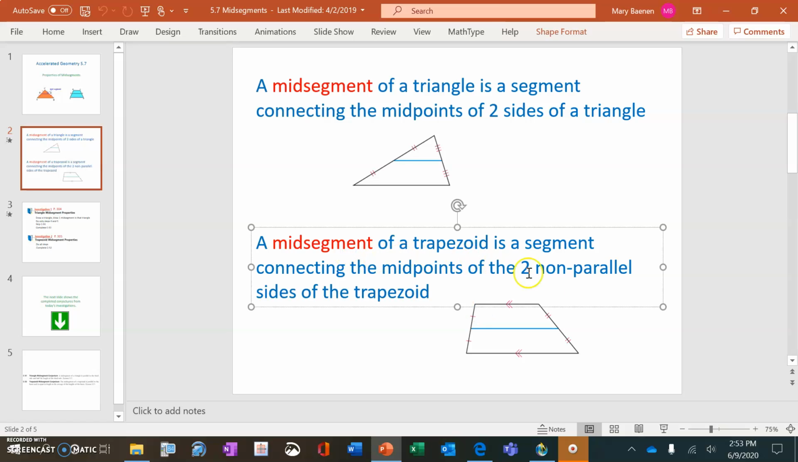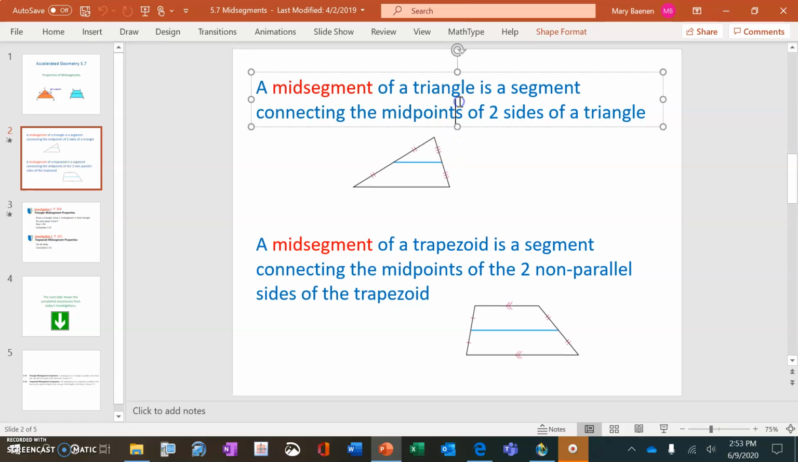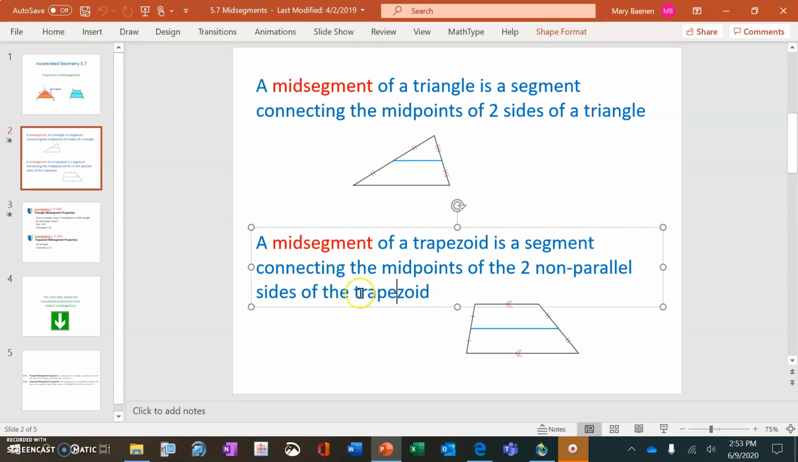Next, we're going to talk about the midsegment of a trapezoid. It is a segment, just like the midsegment of a triangle is a segment. It also connects midpoints, but it connects the midpoints of the two non-parallel sides. So not the parallel sides, the non-parallel sides. In this picture, this is a non-parallel side on the left. This is a non-parallel side on the right, and you can see that these points are midpoints, and they're connected, and so that is the midsegment of a trapezoid.